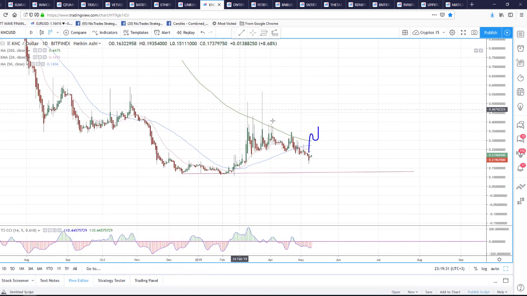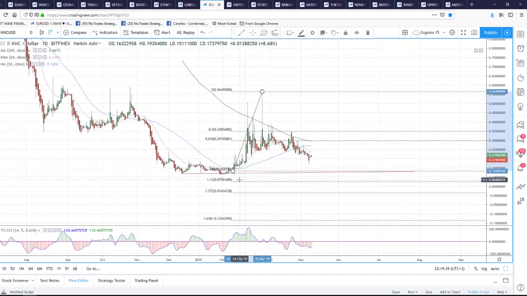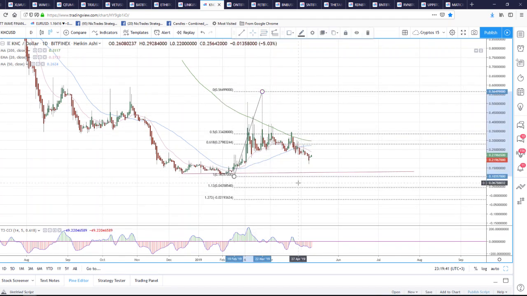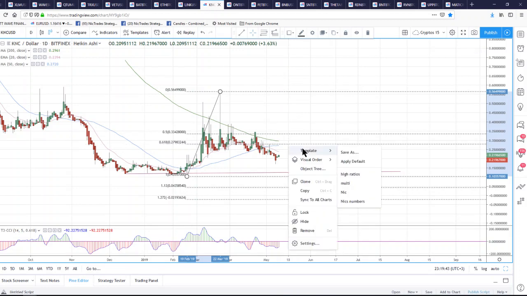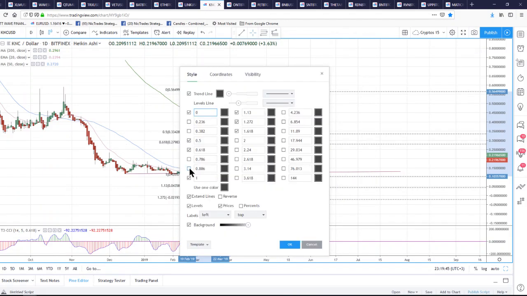Okay, let's look for some hope. Let's try and find some hopium in this chart. No way. Oh, I hate that. Sometimes you have an account you forget about and it's just dire. Okay, let's see.